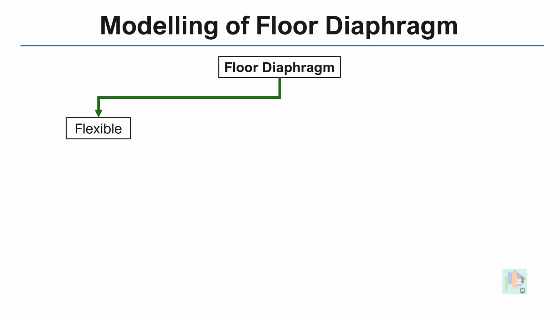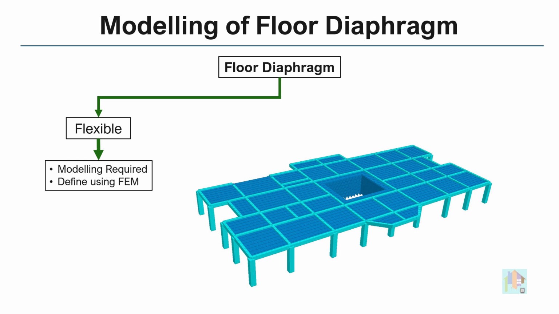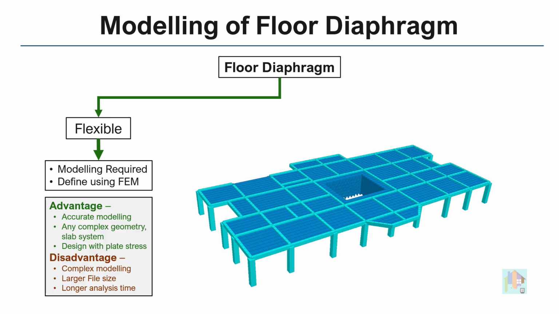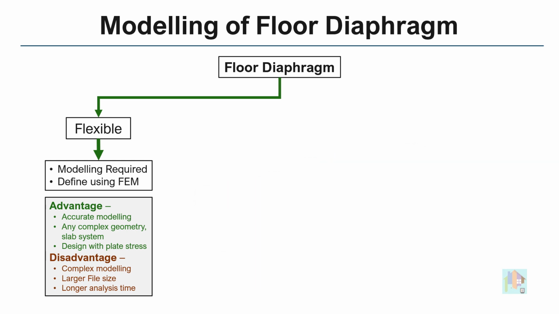There are different ways to consider the slab stiffness in STAAD. Concrete diaphragm can be considered as flexible with out-of-plane deformation. To consider the exact response of a flexible diaphragm, we need to model it in STAAD with plate mesh. This is an accurate method as we are modeling the slab geometry properly with opening and connectivity with other element. For complex slab geometry or advanced slab system like a flat slab or PT slab, this is the correct way to model the slab. After analysis, we can utilize the plate stress for design.